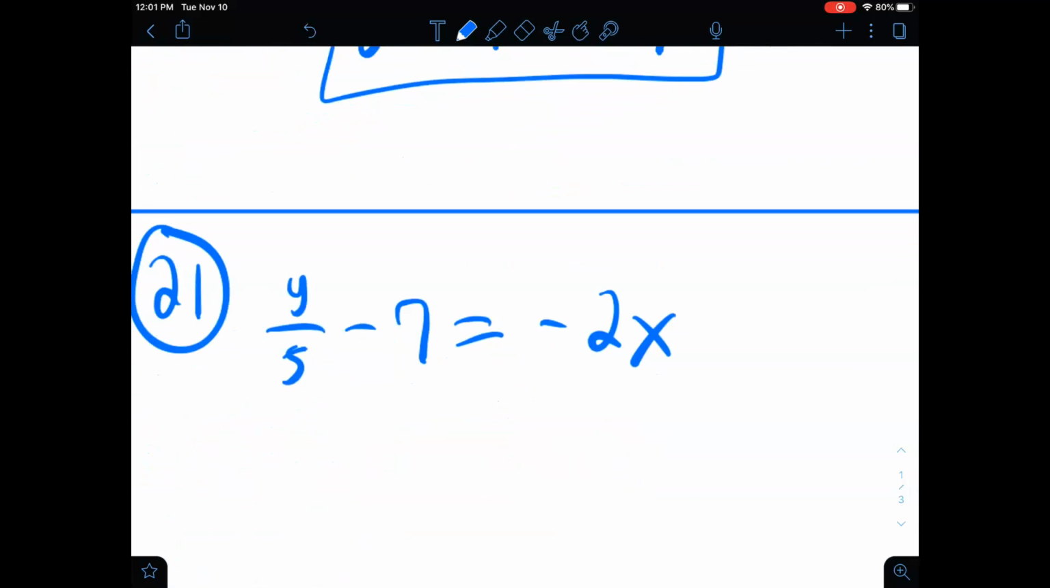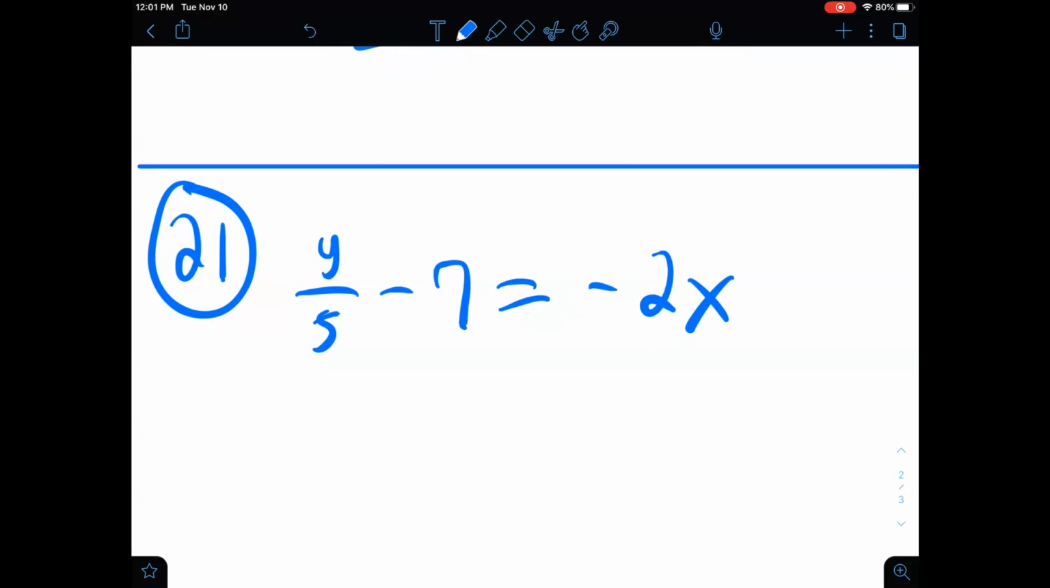All right, last one, number 21. Y divided by 5 minus 7 equals negative 2x. Well, yet again, we have y divided by 5 minus 7. We need to get rid of that minus 7 because we want to get rid of the stuff that's not touching the y. We want to get this y over 5 by itself. So we're going to add 7 to both sides.